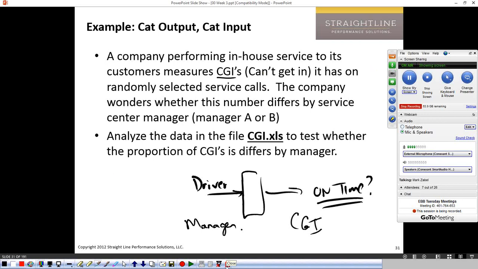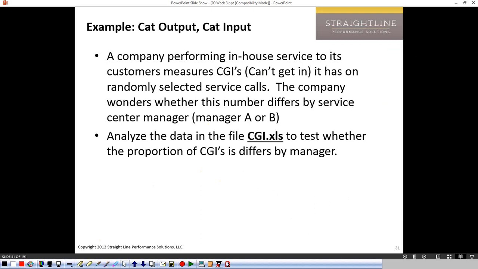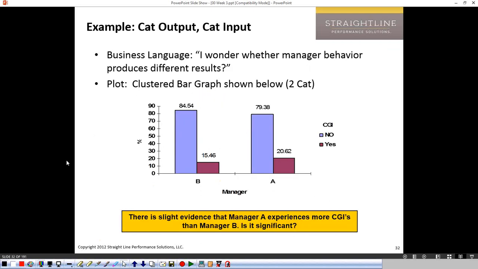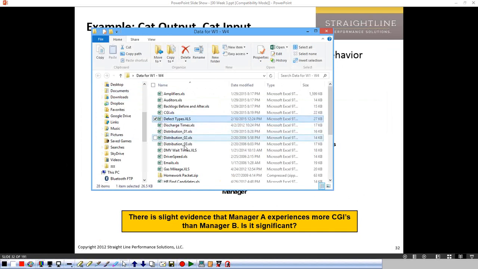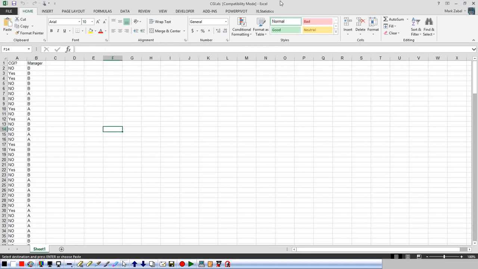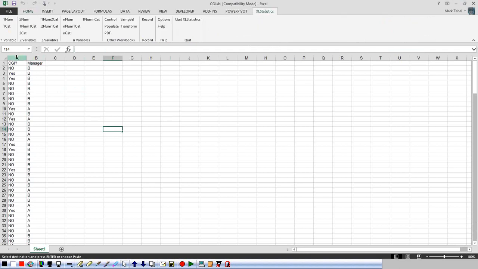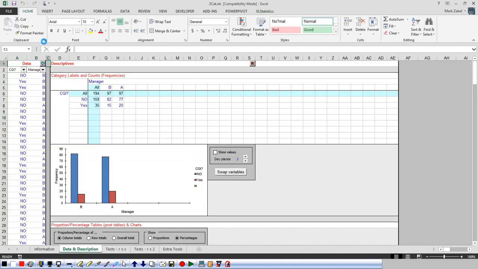So let's go ahead and do this. Here we've got cat, so that's a two cat analysis. Let me see if I can get back to my Excel statistics. This one is CGI. Now you have to select both. We'll click on 2CAT, and let's take a look at the plots that we get.